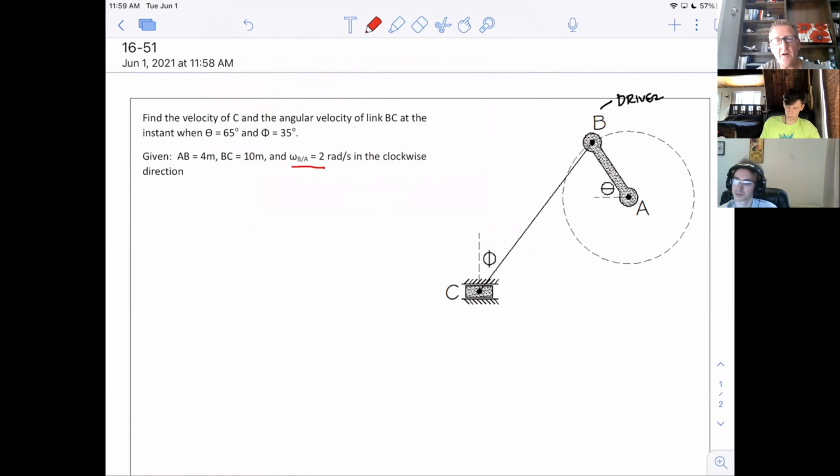And I said it's in the clockwise direction. And so in the sense we were given 2 radians per second. Notice it doesn't have an acceleration. It's just, that's its speed. It isn't changing speeds.